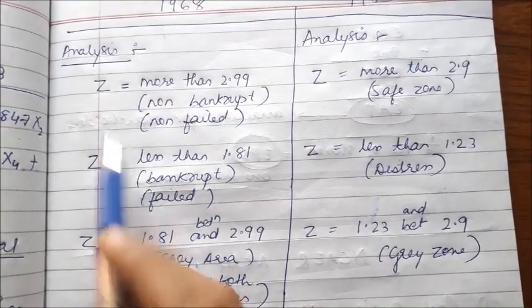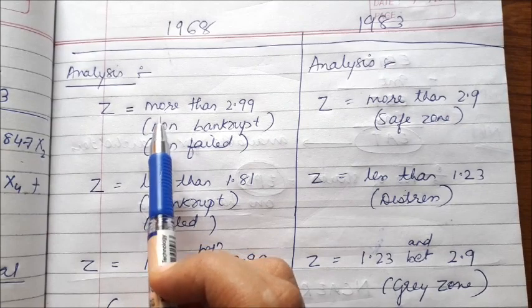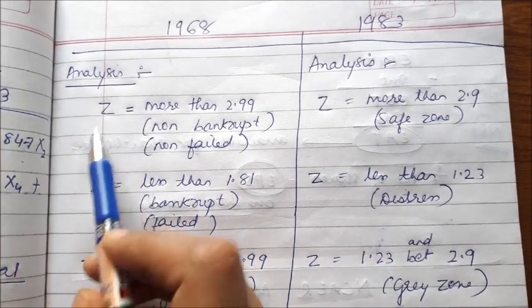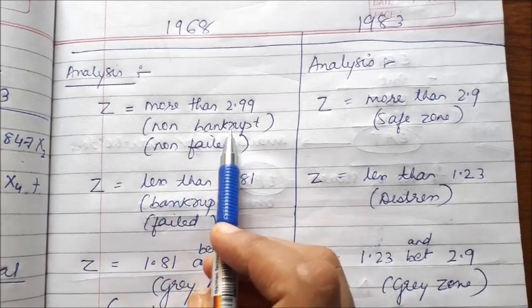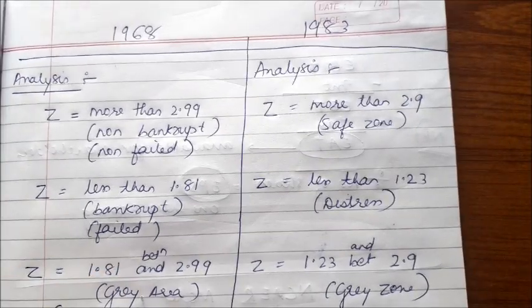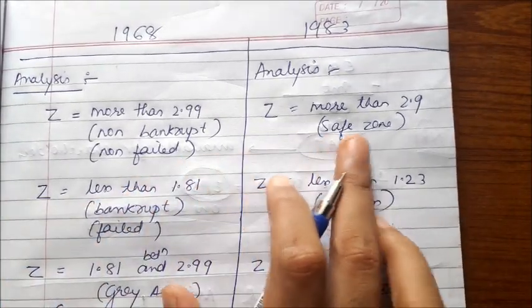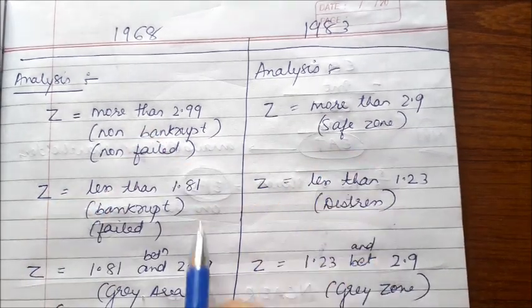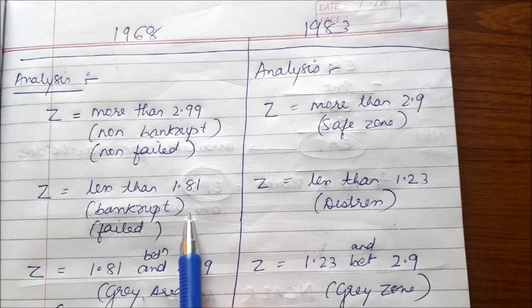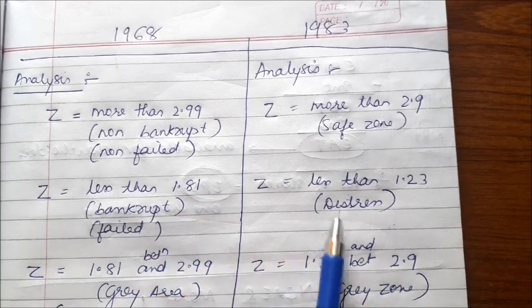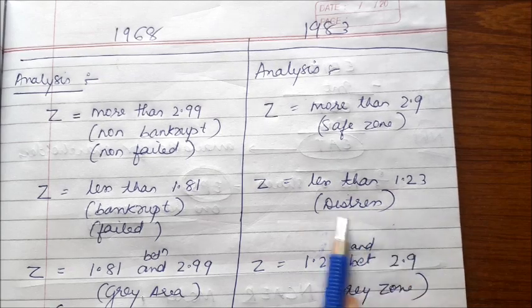Now the analysis is also different. As per the 1968 model, after calculating the Z value, if it's more than 2.99, it means a non-bankrupt, non-failed company, a good company in the safe zone. In the other model the value is 2.9, here it's 2.99. If the value is less than 1.81 here, then it's a failed, bankrupt company. In the other model the value is 1.23, and the company is in distress.